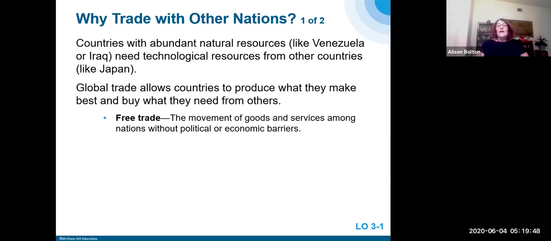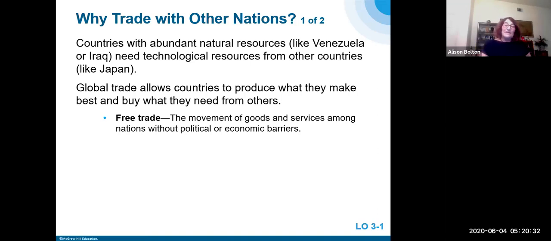Global trade helps countries to produce what they make best, and that's why we ask for help from other countries to make things. This is what we come to understand as free trade, where services and products go back and forth without political and economic barriers. Now, we have trade compliance requirements, and there are times when embargoes are imposed, and we'll get into that more in the legal end of things. But generally speaking, we have no boundaries that keep us from trading right now.